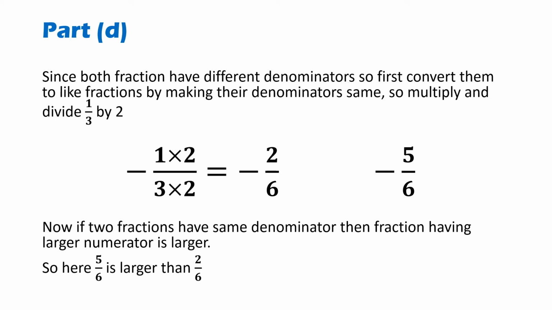Part D, since both fractions have different denominators, first convert them to like fractions by making their denominators the same. So multiply and divide 1 upon 3 by 2, after multiplying we have 2 upon 6. Now if two fractions have the same denominator, then the fraction having larger numerator is larger. So here 5 upon 6 is larger than 2 upon 6.